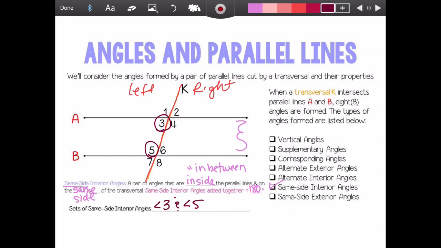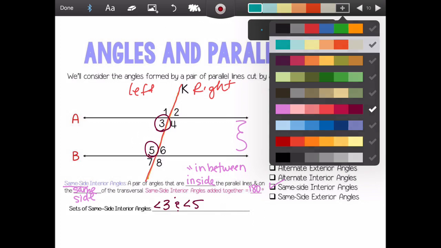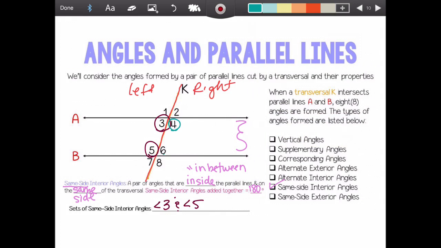Okay. Now, if we look to the right side of the transversal, okay, we see angle 4 and angle 6, both interior angles and both on the right side. So angle 4 and angle 6. Okay, and if we took a protractor and we measured their angles, if we added these together, they would equal 180 degrees. All right. Okay, so again, remember, interior, in between the lines, same side. Again, they're either all going to be on the left or they're all going to be on the right.